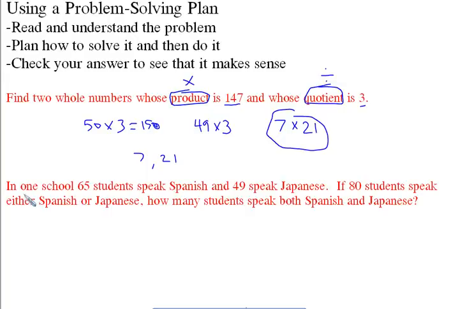Now here's another problem. In one school, 65 students speak Spanish and 49 speak Japanese. If 80 students speak either Spanish or Japanese, how many students speak both Spanish and Japanese? Okay, long description of the problem, but what we're being asked is how many students speak both of these languages. We know this amount speak Spanish, we know this amount speak Japanese, and we know that this amount speak either one or the other. Think about it, we've got 65 students that speak Spanish. We've got 49 that speak Japanese.